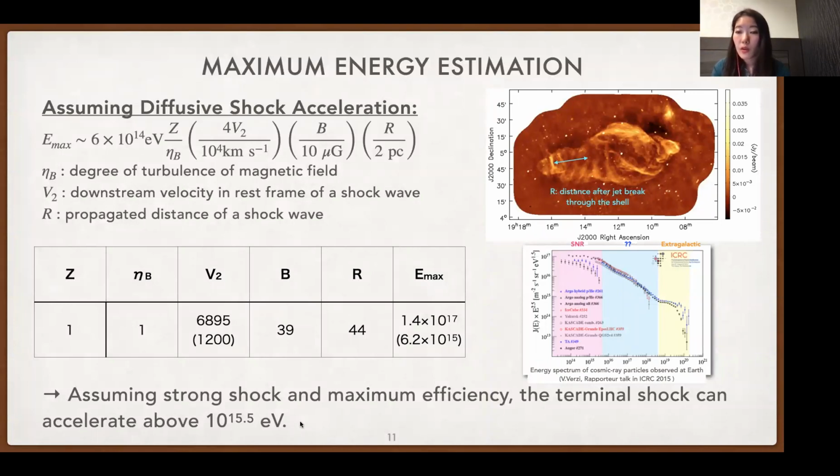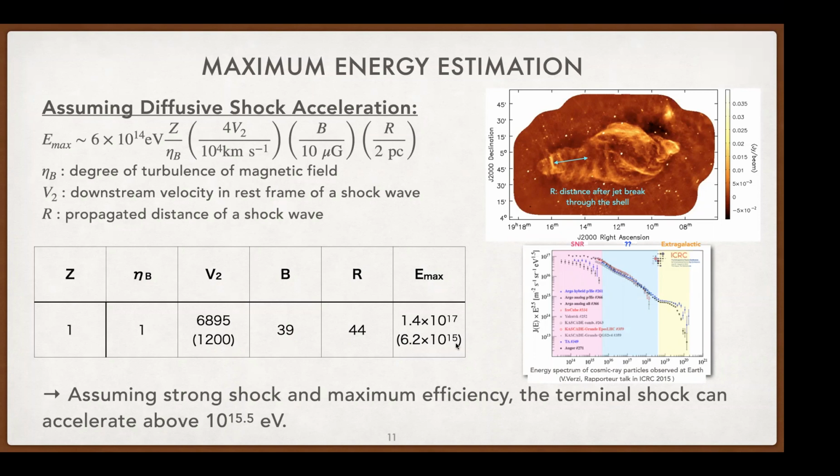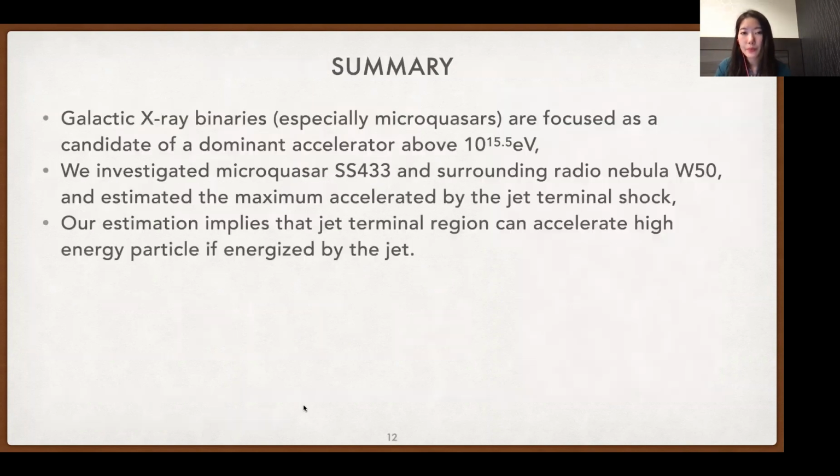And we also estimated the lower limit energy by changing the velocity like this. We assume that the downstream velocity corresponds to the sound speed of the plasma gas, and it was estimated based on the XMM-Newton observation. In that case, the maximum energy is 6.2 times 10 to 15 eV. So we can conclude that there is a possibility that the jet terminal shock can accelerate particles above 10 to 15.5 eV.